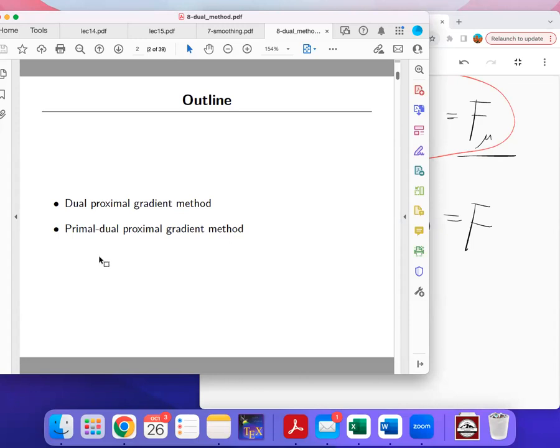And we will mainly talk about 2 algorithms. One is the dual proximal gradient method. From the name, we can tell that it is the proximal gradient method applied to the dual form of the optimization problem, so we will have to introduce this dual form first. And the second algorithm is the primal dual proximal gradient method, which means that this algorithm switches between the primal form and the dual form alternatively.